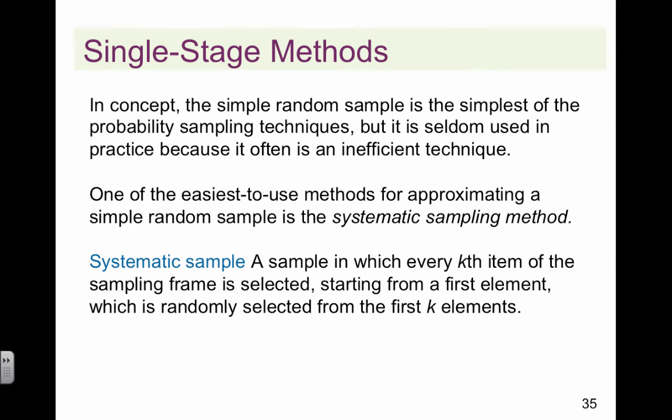So, another single-stage method is something called systematic sampling. And this is a sample in which every kth item of the sampling frame is collected. So we put you in order and say, okay, I'm going to randomly pick every fifth person.